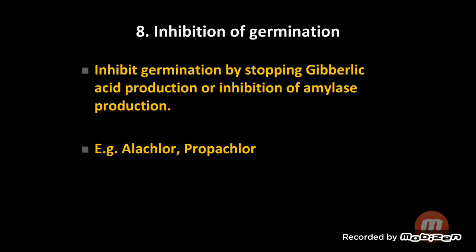And finally, the last one is the inhibition of germination. Some herbicides inhibit germination by stopping gibberellic acid production or inhibiting amylase production, which is essential for the germination process. Alachlor and propachlor are some examples. They stop the gibberellic acid production essential for germination of seeds. So, these are the modes of action of herbicides.